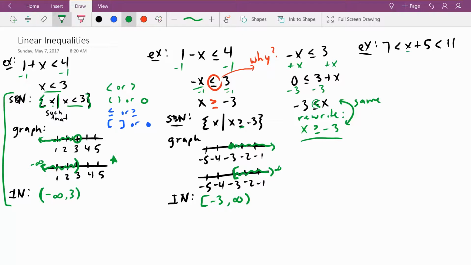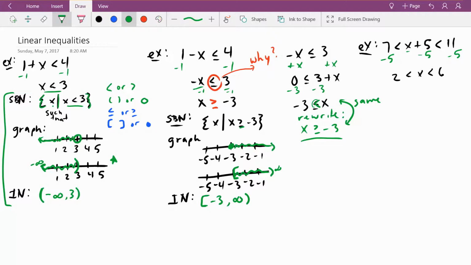Still, I'm trying to isolate x, so I'm going to subtract 5. Now, I can't just subtract 5 here, I have to subtract 5 on all three parts of this compound inequality. 2 is less than x is less than 6.